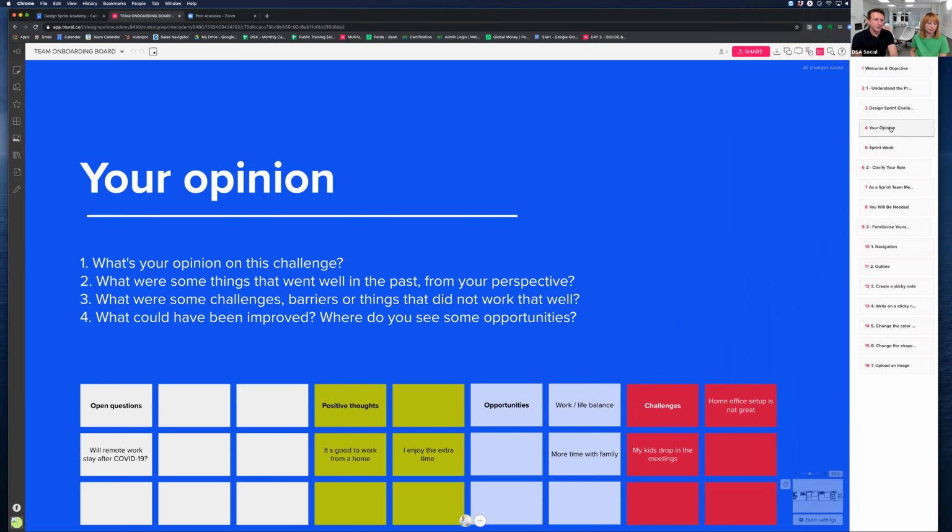So let's suppose the sprint challenge is something about remote work from home, something like this. Some positive thoughts: well, someone might say, okay, it's good to work from home, or I enjoy the extra time. Some of the challenges could be, well, my kids are dropping into meetings all the time, right? Or my home office setup is not that great, something like that. Or open questions, like will we still be able to work remotely after this ends?